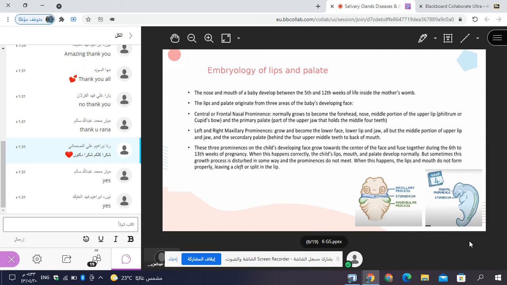They grow towards the center of the face and fuse together between 6 and 13 weeks of pregnancy. When this happens correctly, the child's lip and mouth and palate develop normally, but sometimes this growth process is disturbed in some way, and these prominences don't meet together. And when this happens, it will result in a cleft lip.